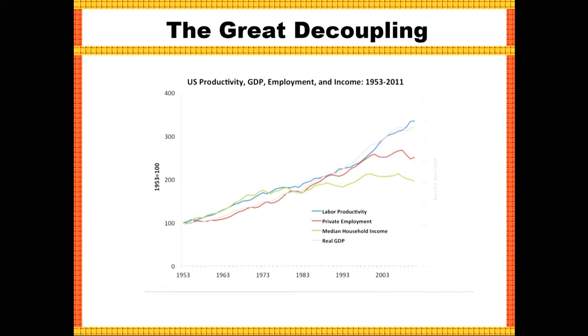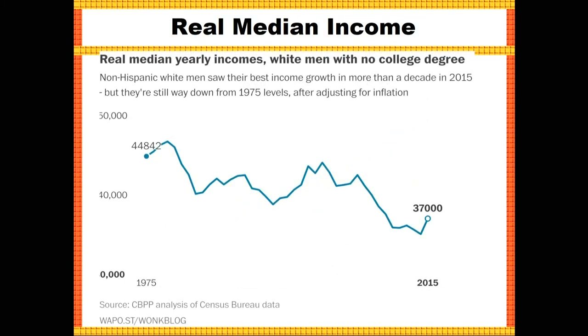So here is what happened after that. We see that productivity continued to grow, and the economy continued to grow, GDP continued to grow, but we're not generating as many jobs, and income has not risen much. This has become known as the great decoupling. Here is a chart that makes me gasp. There are three charts that I will show you that, when I saw them, I gasped.